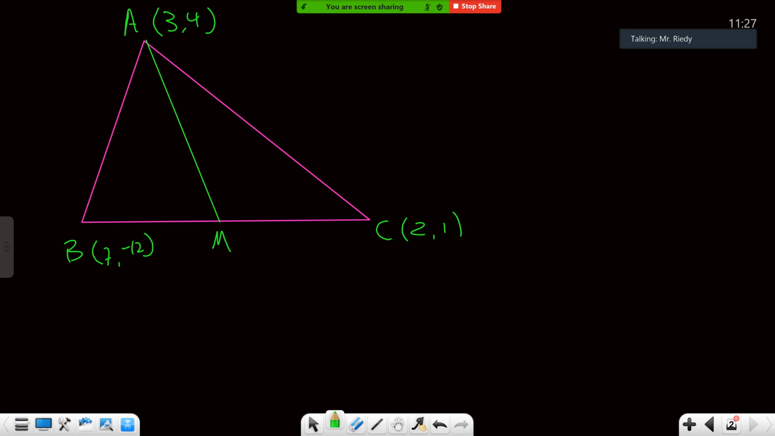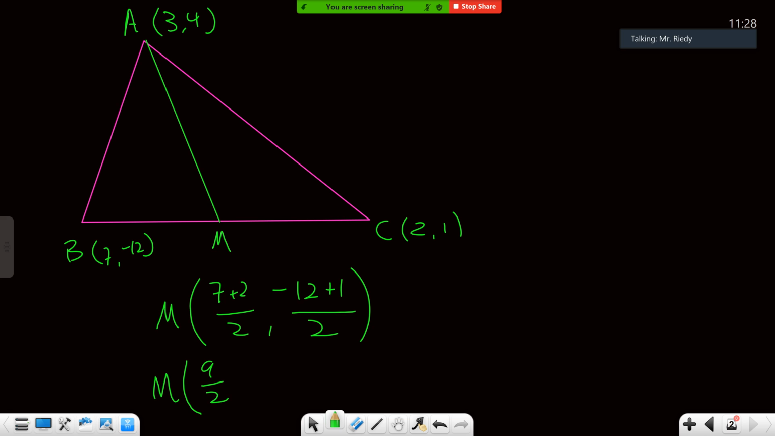All right. So first things first, I need to find M because I need the midpoint. I need the midpoint because I'm going to need that to calculate the slope. So M is located at ((7 + 2)/2, (-12 + 1)/2), which puts M at (9/2, -11/2). Okay, so that's the first part. Equation of a line, I need a point. Got it. Now, I could use A. We'll come back to that in a second. But now I need the slope.